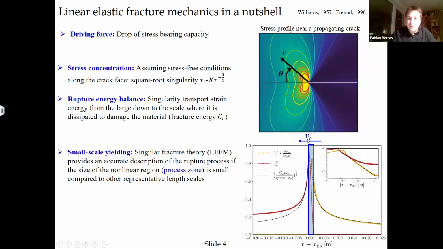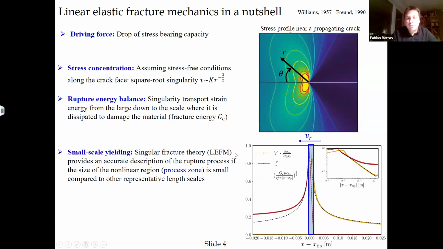And a last comment that is also important to keep in mind is that in nature and in this simulation, for instance, we can see that the stress and the velocity are not exactly singular. At some point, they are regularized and reach a peak value inside of this blue box that is called the process zone. That's because the material is linear elastic only outside of this region. In this region, you have non-elastic, non-linear processes where material is being damaged.